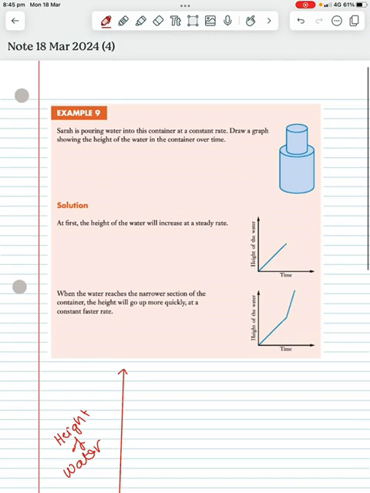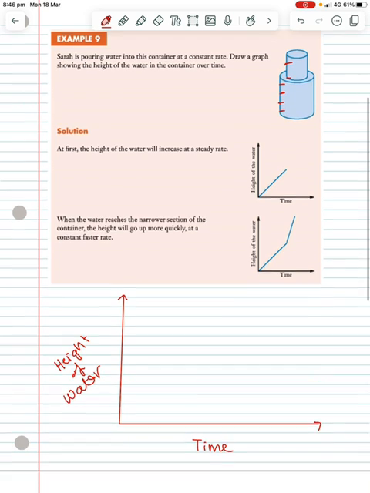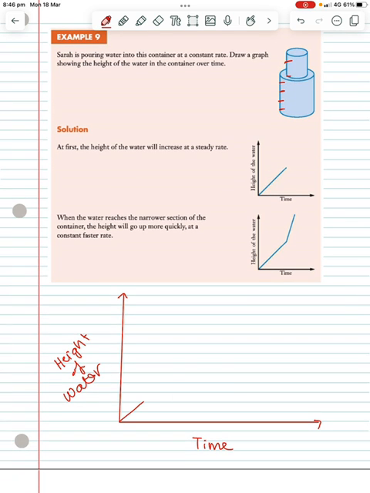But when we look at our container over here, it might go there to 1 second, there to 2 seconds, 3, 4. But as we get into the smaller container, this might be 1 second. And it's because it's got less volume to fill because the container is narrower. So what we would see is our steady rate for our first container, and then we would see this rate of change increase for our second one because it's going to fill up quicker.